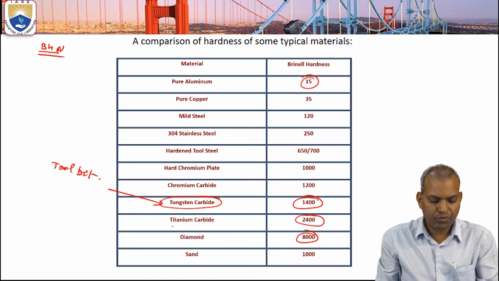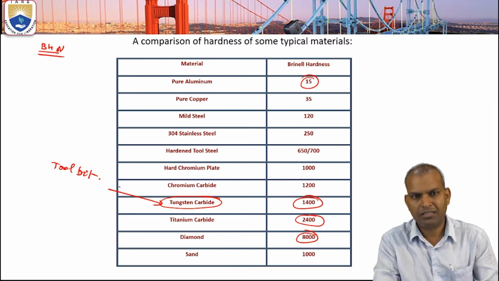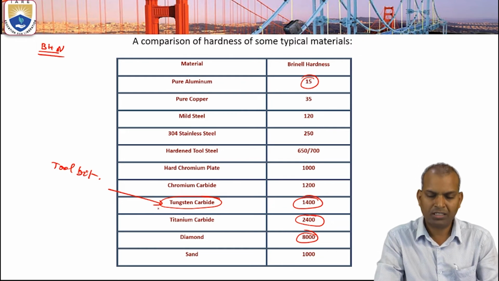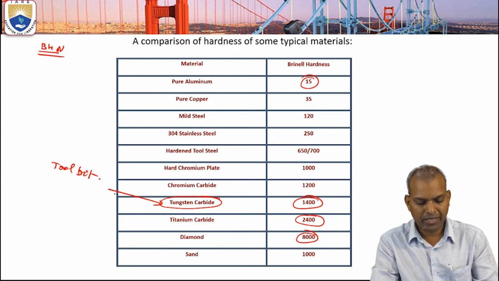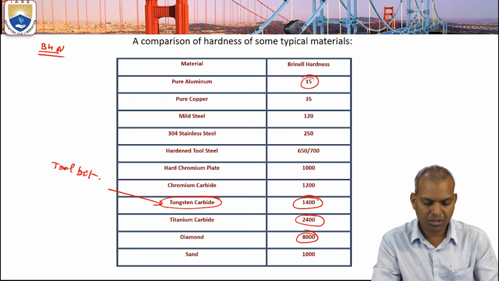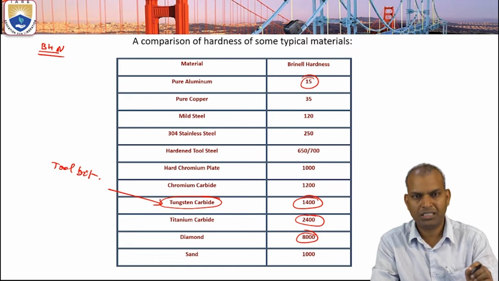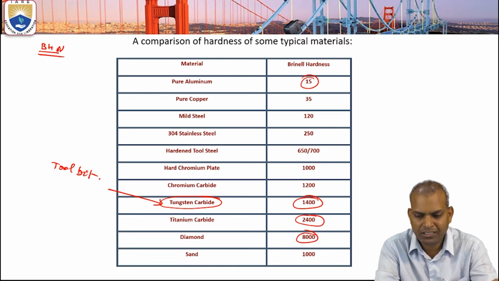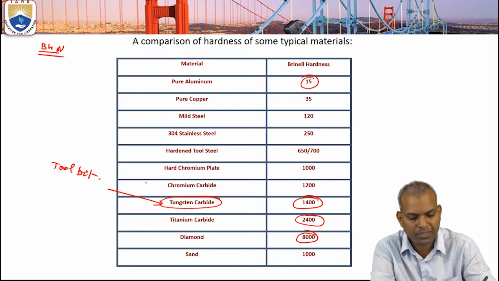So why didn't we go for titanium carbide? The cost is higher, more than the tungsten carbide. That's why the tungsten carbide material is also costly, and that's why we use it as a tip. So we insert the tungsten carbide tips into the tool bits and use them for cutting purposes.